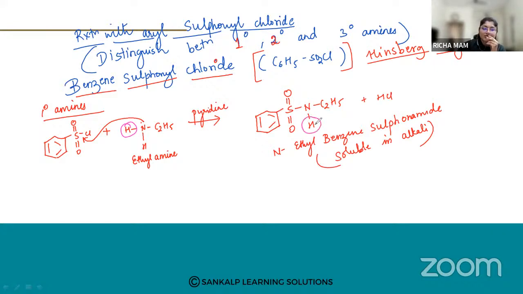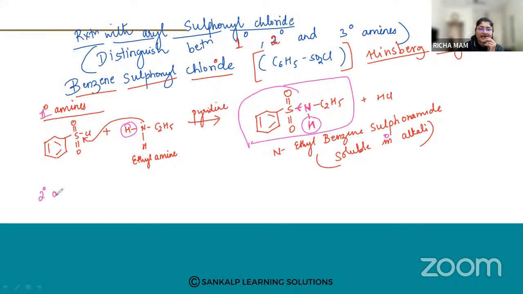So this is a hydrogen atom which is attached to the nitrogen. In this sulfonamide, you can see this hydrogen which is attached to the nitrogen of the sulfonamide. It is strongly acidic. Why? There is a presence of this electron withdrawing sulfonyl group. So this is an electron withdrawing group, right? Because of this, it is soluble in alkali. So when the product is soluble in alkali, then it tells you that it is a primary amine.